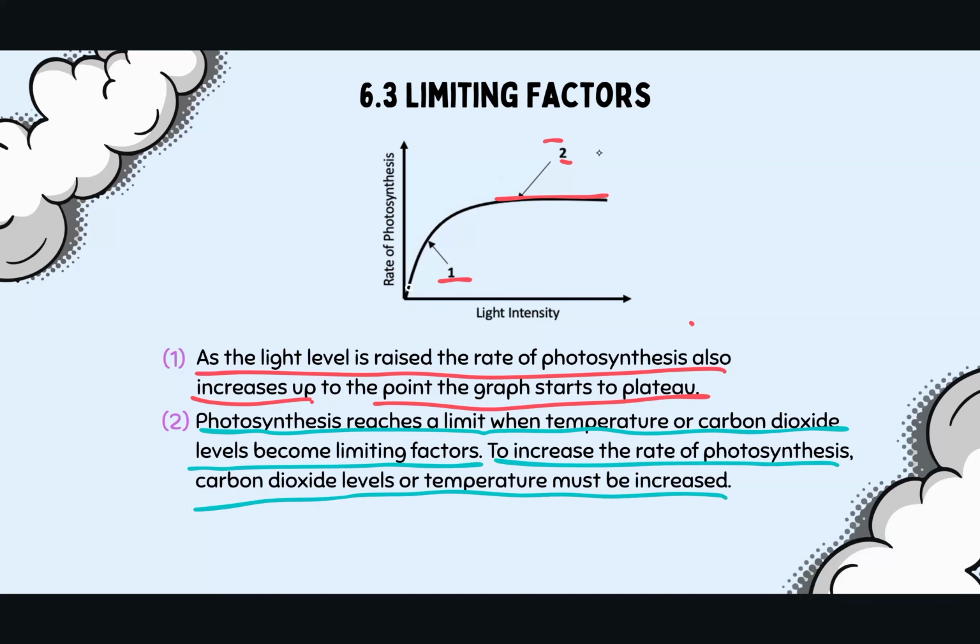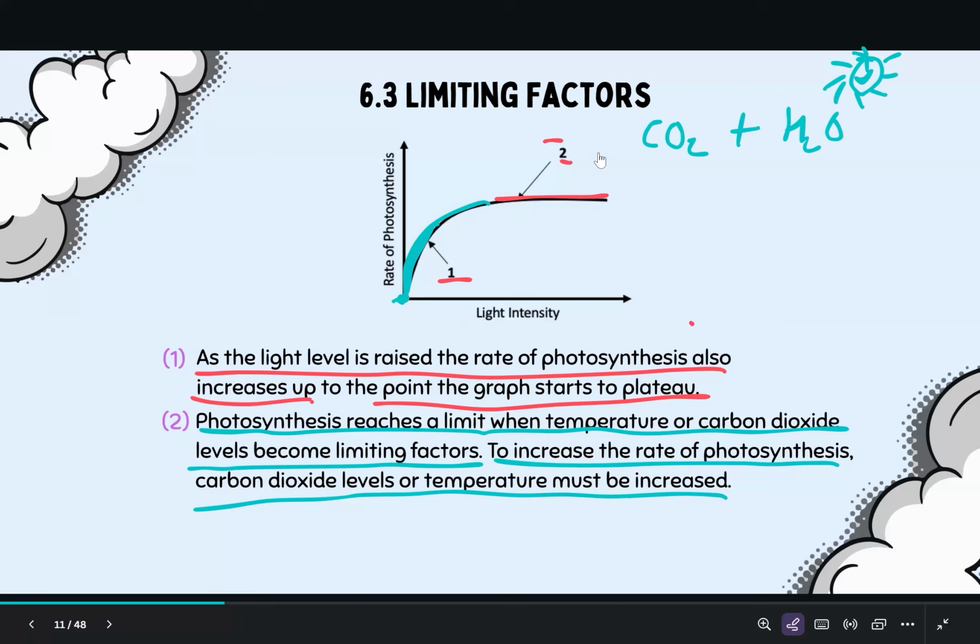So what's happening initially here is light is a limiting factor. So before, as we explained, we've got carbon dioxide, we've got water, we've got energy coming from the sun. Now, it might be a really dull day or it's nighttime. So at nighttime, there's no light intensity, so the rate of photosynthesis is very low.